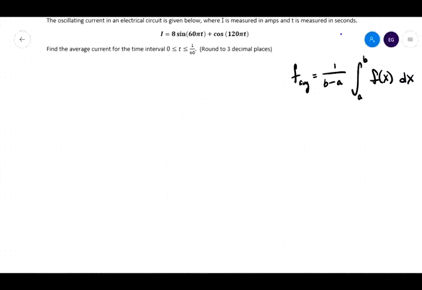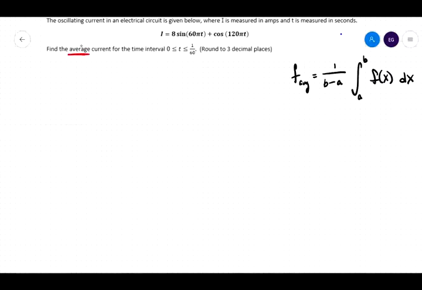Okay, the oscillating current in an electrical circuit is given here by the equation I, which is measured in amps. I is equal to 8 sine of 60 pi t plus cosine of 120 pi t. What we want to do here is find the average current for the time interval 0 to 1/60th. So basically the average current over the first 1/60th of a second. Okay, so the keyword is average.